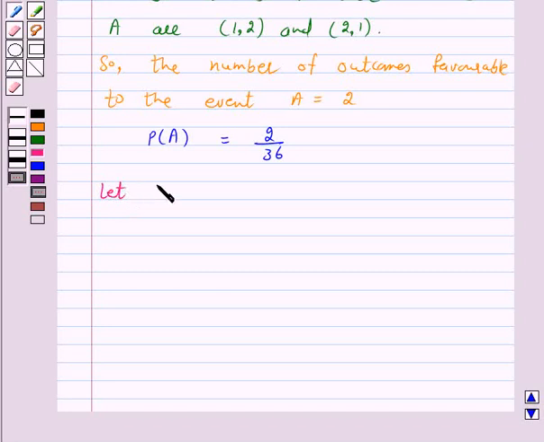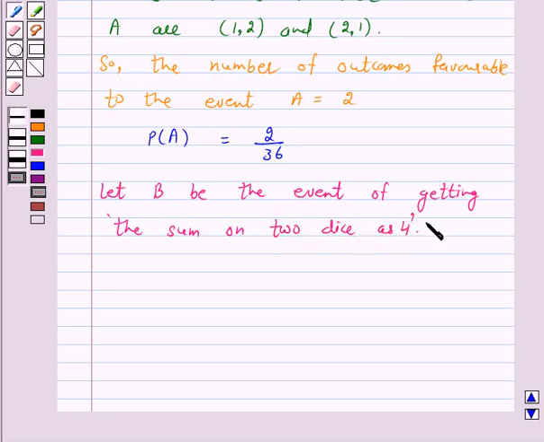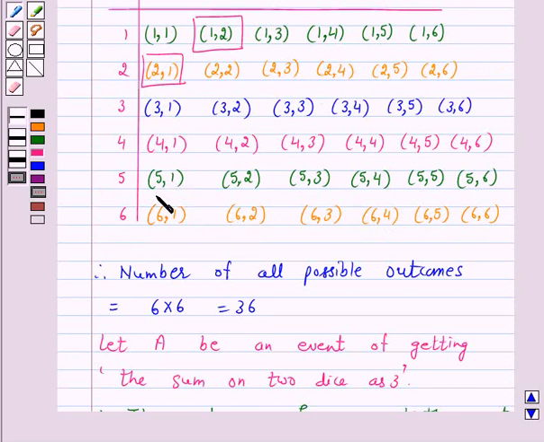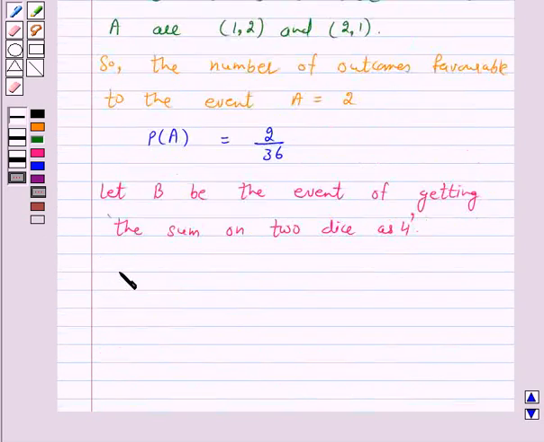Let B be the event of getting the sum on two dice as 4. So from this table, the outcomes favorable to event B are 1, 3, 3, 1, and 2, 2. So the number of outcomes favorable to the event B is 3. Hence, probability of the event B is equal to 3 upon 36.